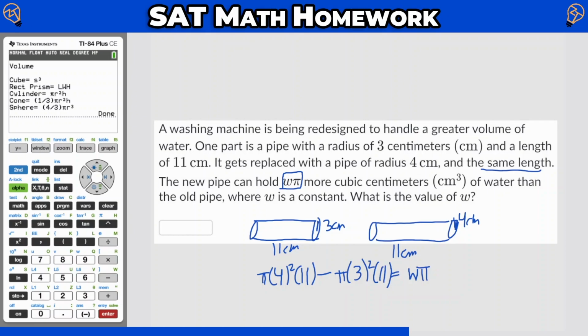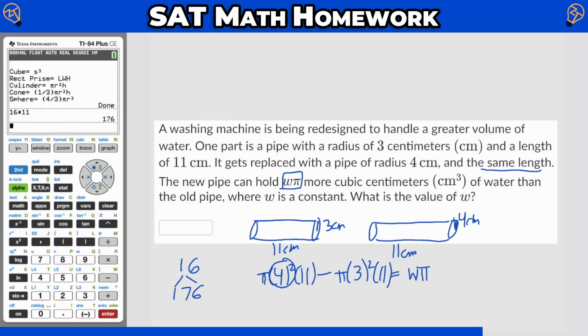So at this point, let's go ahead and square the 4, which is 16. 16 times 11, obviously you can use your calculator, but here's a cool trick to know. Anything times 11, you separate the digits and add the digits, and that gives you the answer. In case you don't believe me, you could just go 16 times 11, and we get 176. So now we have 176 pi minus 9 times 11, which is 99. So you have 99 pi.